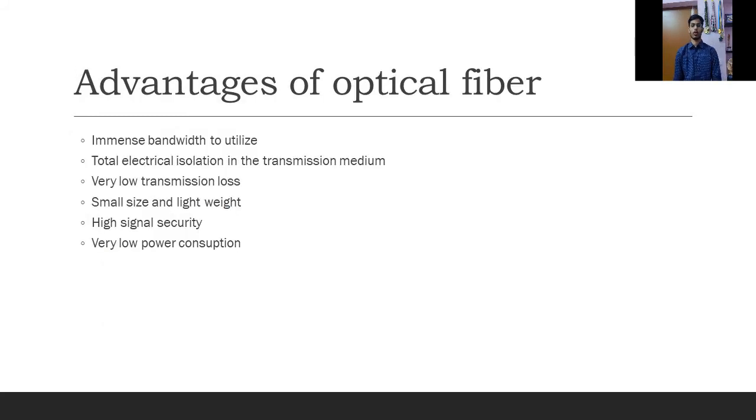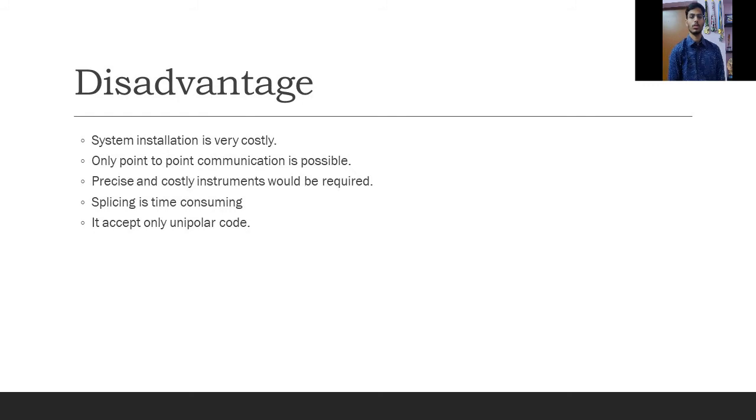Now coming to the advantages of optical fibers. It has immense bandwidth to utilize, total electrical isolation in the transmission medium, very low transmission loss, very small size and lightweight, high signal security and very low power consumption. Coming to the disadvantages, the system installation is very costly. Only point-to-point communication is possible. Precise and costly instruments would be required. Splicing is time consuming. It accepts only unipolar code.